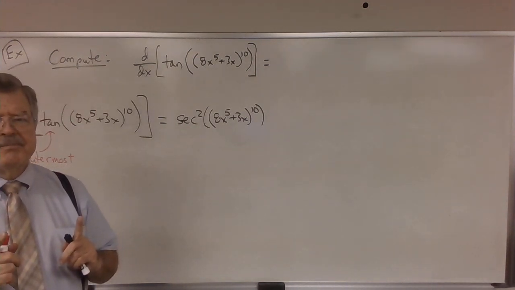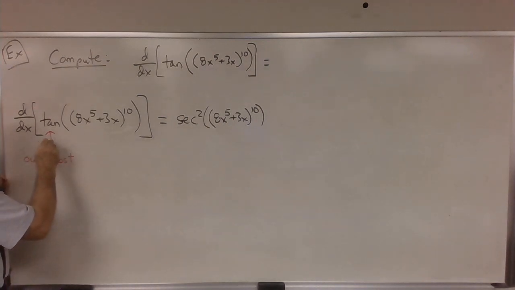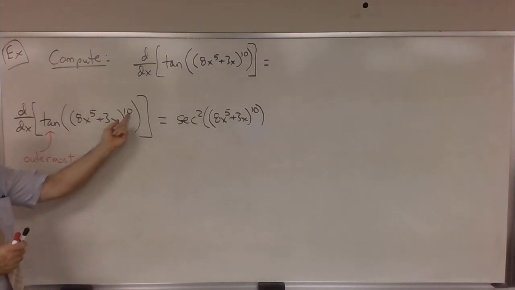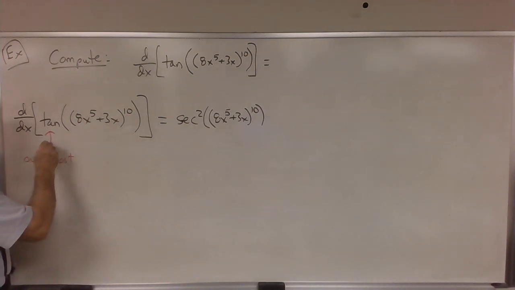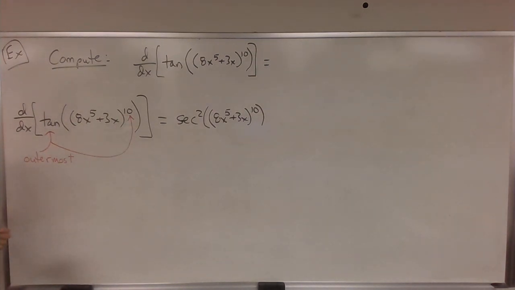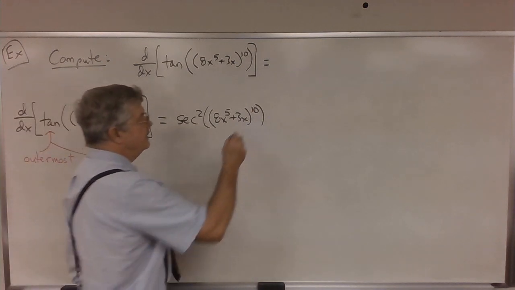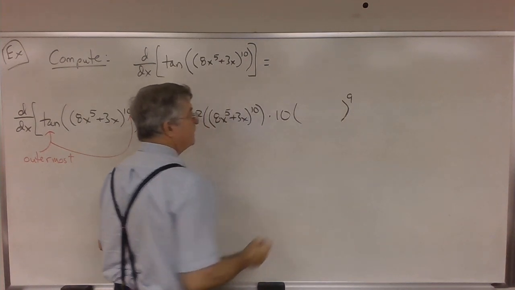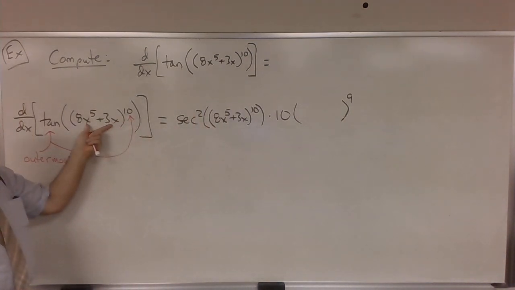Now what do we do? Don't we go to the next outermost function? Ooh, but what is it? We have tangent evaluated at something raised to the 10th. So this is the next outermost function, the raising of something to the 10th power. So the derivative of the next outermost function is 10 times something to the 9th, evaluated at everything inside, 8x to the 5th plus 3x.